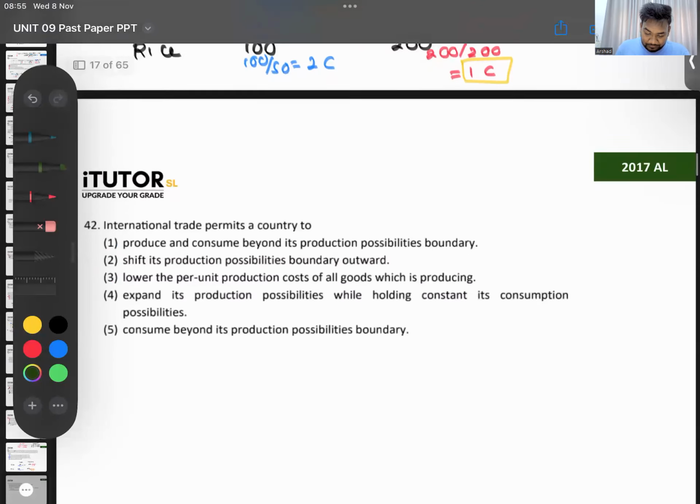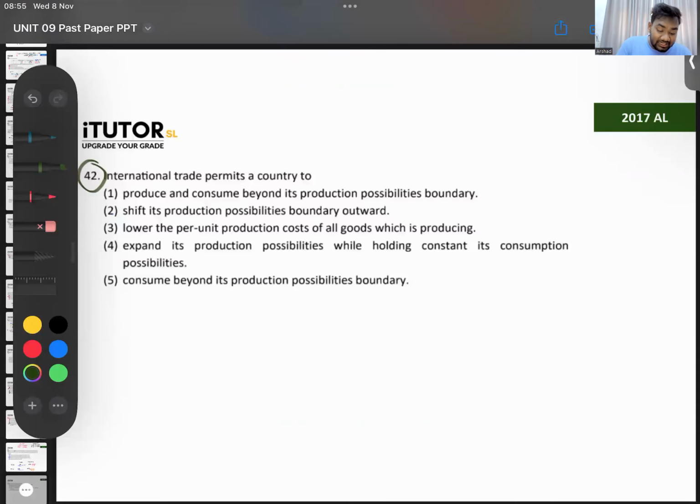Then question 42. International trade permits a country to do what? Produce and consume beyond the PPC; shift its production possibilities boundary outward; lower the unit production cost of all goods it is producing; expand production possibility while holding consumption possibility constant; or consume beyond the production possibility boundary. Which one is the most correct?